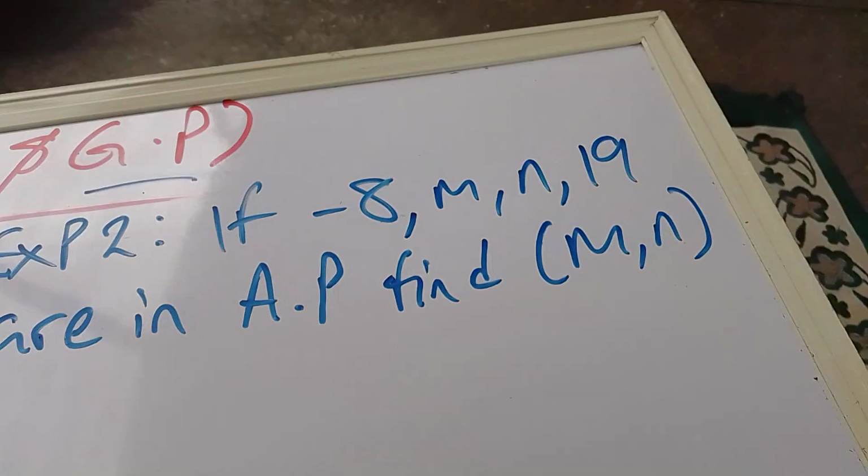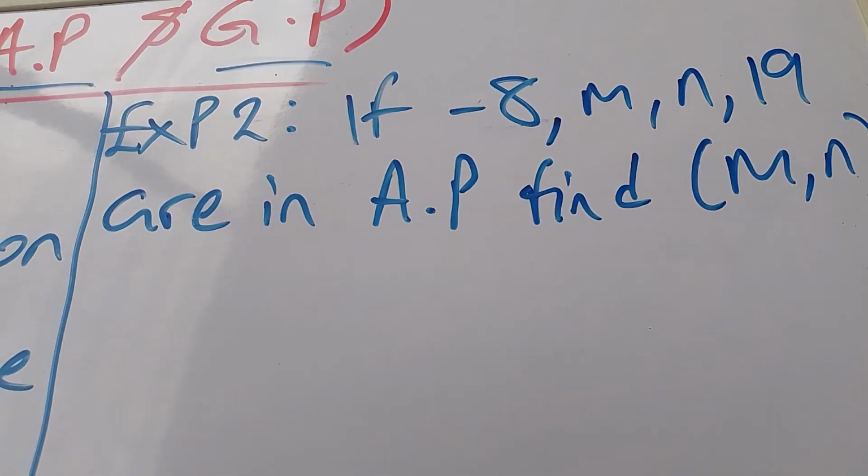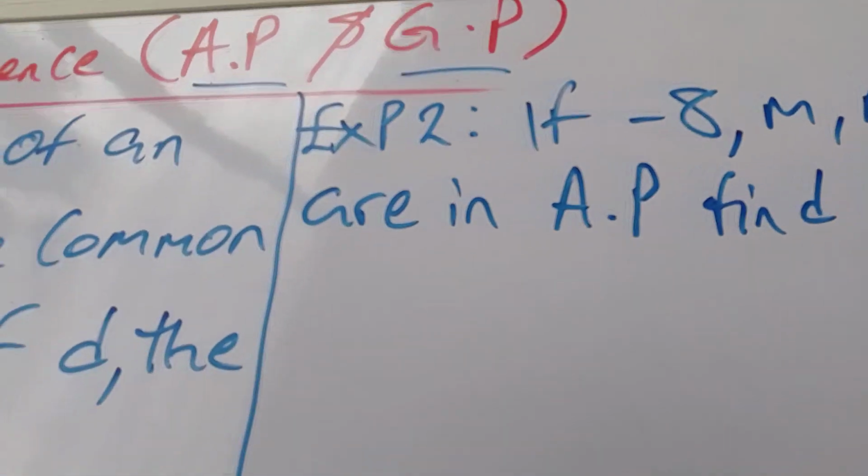So this is another example here. They said if minus 8, m, n, 19 are in AP, find m and n. This is very simple to find.